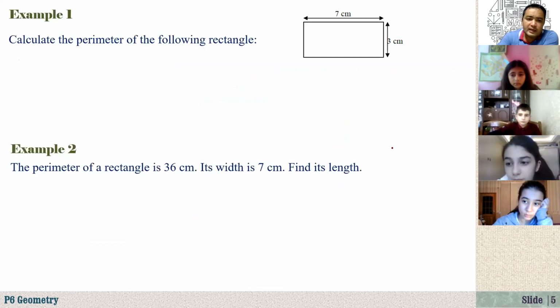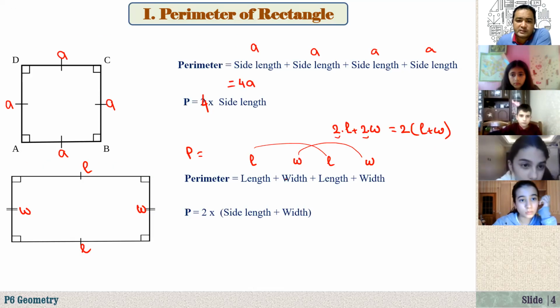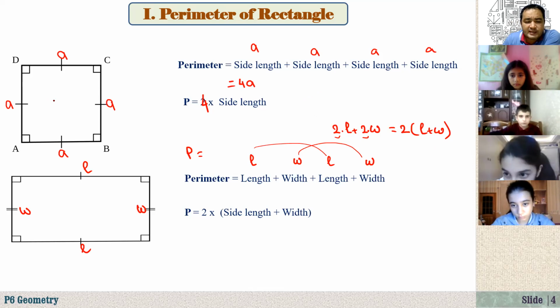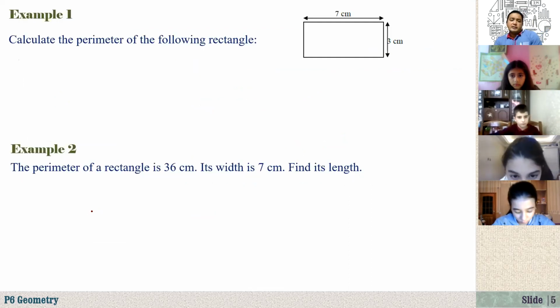And how about the area? Soon we'll talk about the area. The area of the square is just A times A, the area is A squared. And the area of a rectangle is L times W. Anyway, now we will see 3 examples together. And next, number 4 and number 5, you will try those examples.